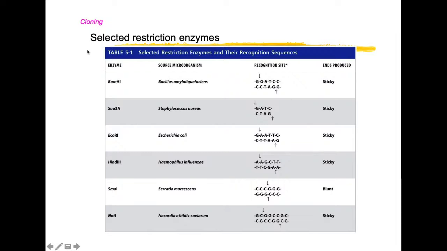Then selected restriction enzymes. We have the following enzymes: BamHI, Sau3A, E. coli, HindIII, SmaI, and so on. These are various examples of restriction enzymes and their respective microorganisms, and the recognition sites they find. These recognition sites might be asked in many MCQs, so you need to remember them. From which site are they cutting? A, C, C, this. And the ends produced, are they sticky ends? Yeah. Or in this case, it's a blunt end because it's cutting from left and right in equal parts. And here is also a sticky end.